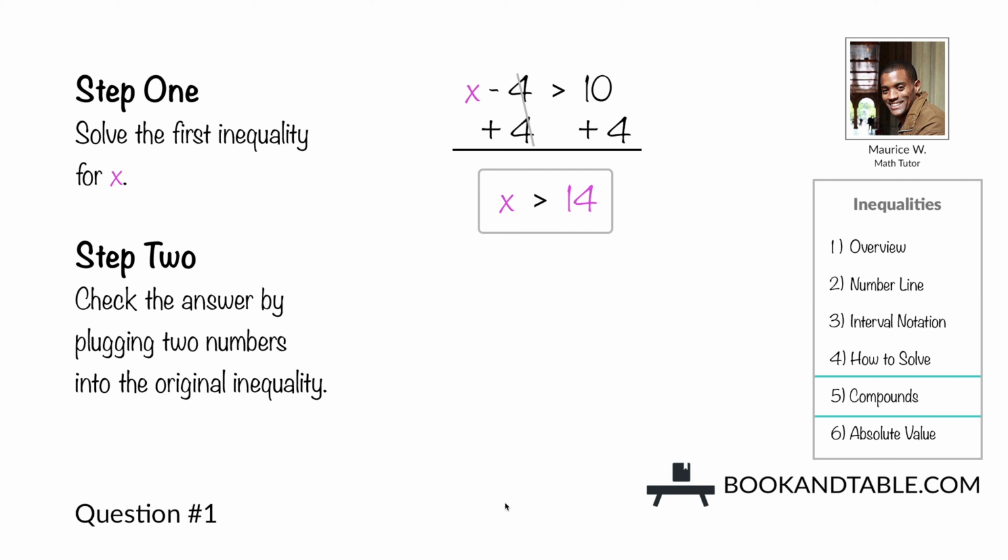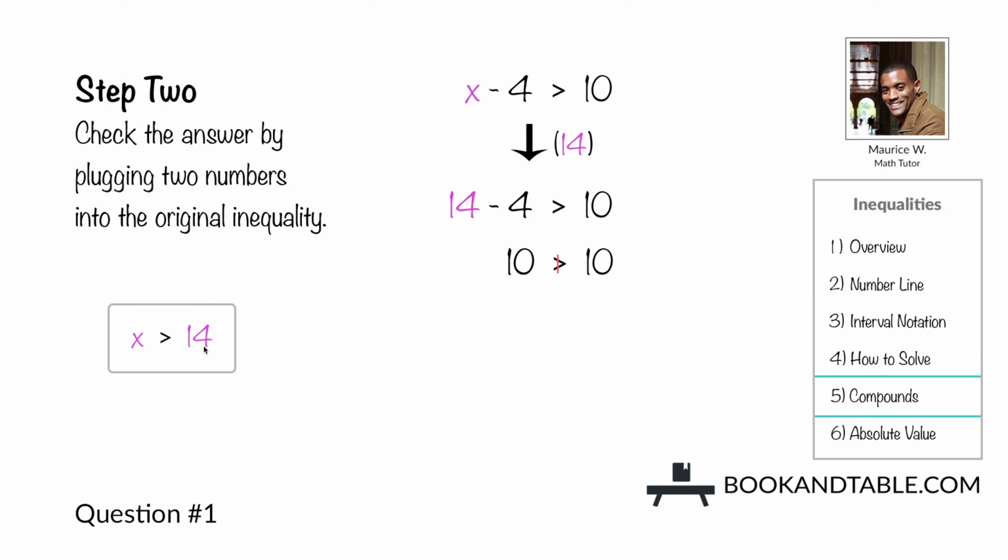Question number 1. Step 1. Solve the first inequality for x. The first inequality is x minus 4 is greater than 10. So for solving for x, we want to remove the constant, negative 4, by adding 4 to both sides, leaving us with x is greater than 10 plus 4, which is 14. Step 2, check this answer by plugging two numbers into the original inequality.